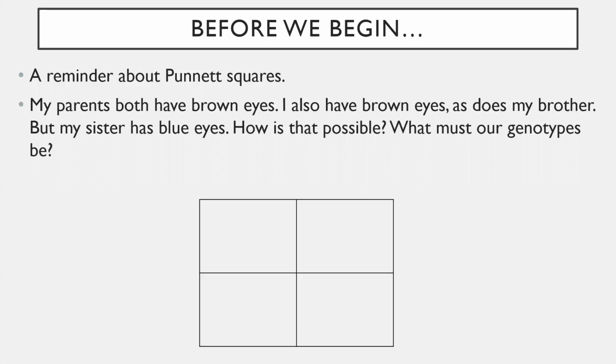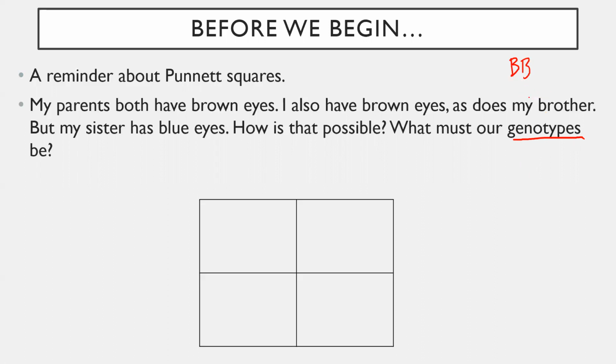So another way to word this would be, what must our genotypes be? And remember, a genotype is what actually shows up in your gene expression of the alleles. So for example, a genotype might be capital B, 2 dominant brown eye genes, right? That would be a genotype.